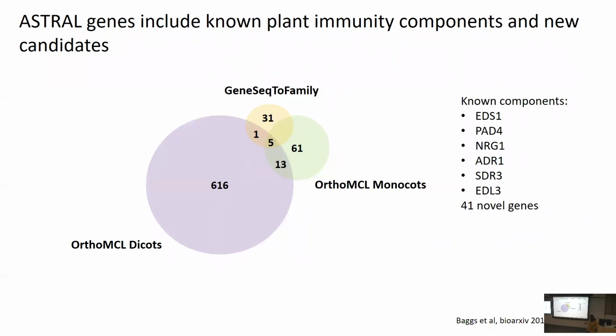And among others, what we decided to focus on was to take everything that both the OrthoMCL code and the GeneSeq2Family code found, take that overlap, and try to look at what's there. Because for us, that's very exciting. There might be new candidates in plant immunity there.